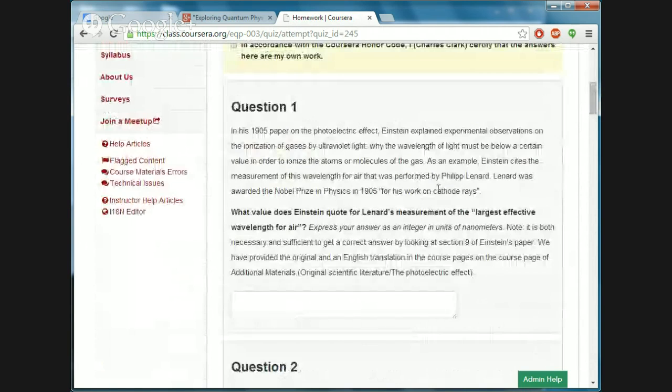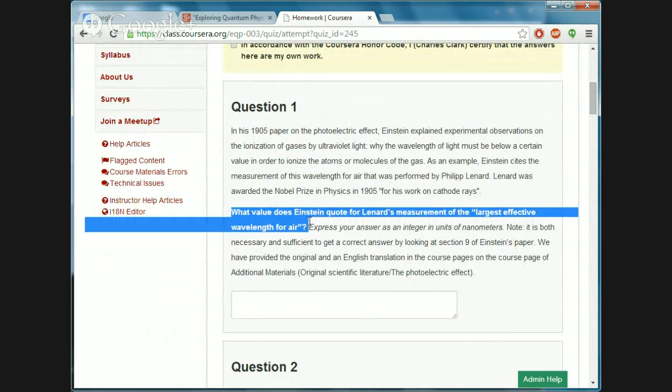So here's the one. You have to read the 1905 paper by Einstein, and a copy is provided to the students. What value does Einstein quote for Lenard's measurement of the largest effective wavelength for air? Express your answers in integer units of nanometers.